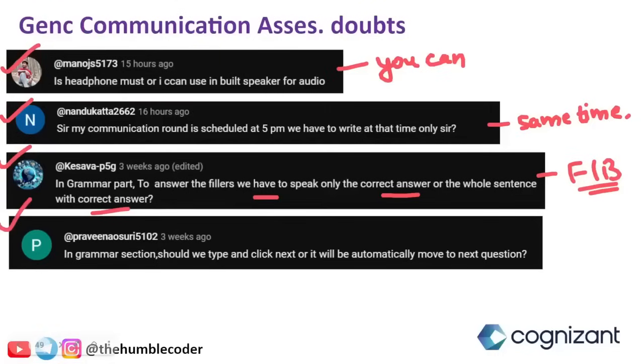Let's now move on to the next question, which is in the grammar section: should we type and click next, or will it automatically move to the next question? See, regarding next, there will be a button. Once you have typed in your answer, there will be a button on the side of the screen. You have to click that, and only then will it move to the next question. So don't worry about that.